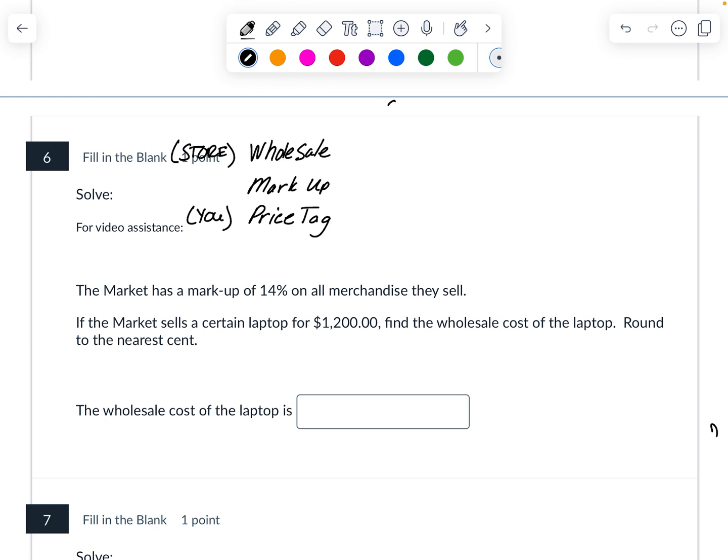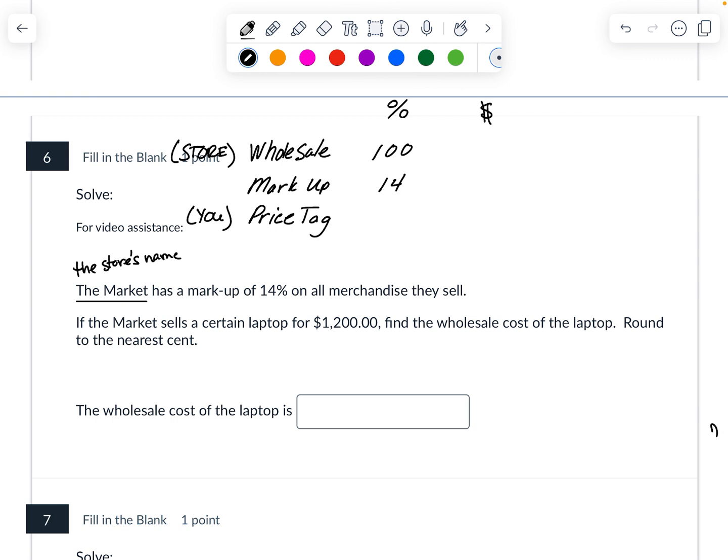Then I think about it in terms of percentages and in money. So it says the market, that's the name of the store. So that's your Target, your Walmart, your Chick-fil-A, your whatever, anywhere. Has a markup of 14% on the merchandise they sell. So their markup is 14%. Now when they buy it from whoever they buy it from, that's 100%.